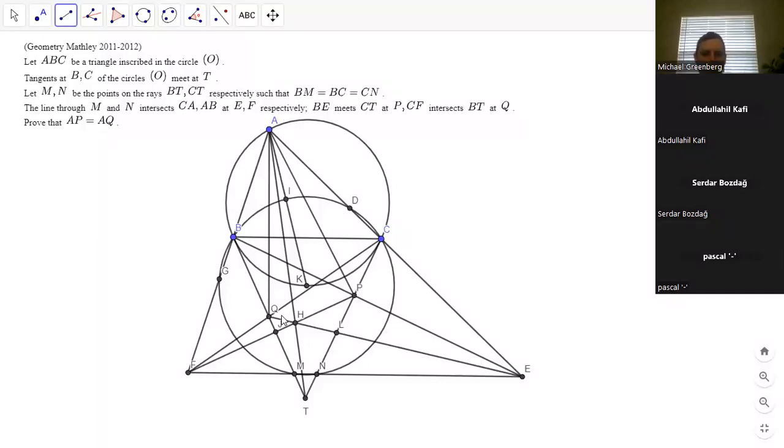So we have sine ABQ over AQ equals sine BAQ over BQ. Sine ABQ is the same as sine FBQ. So it's like we want to show sine FBQ over BQ equals sine CPE over CP or something like that.